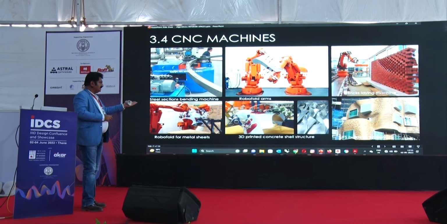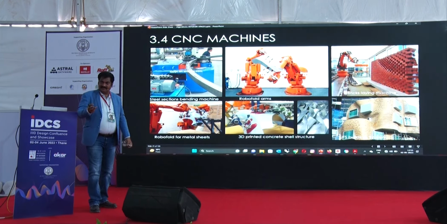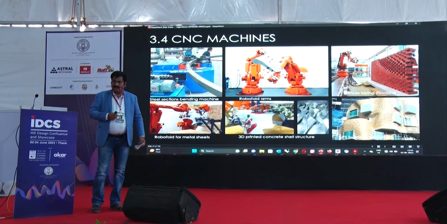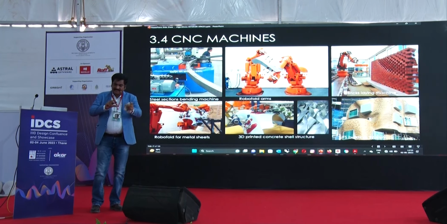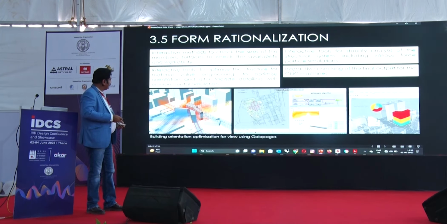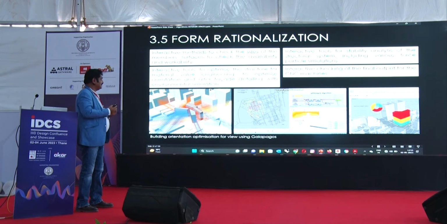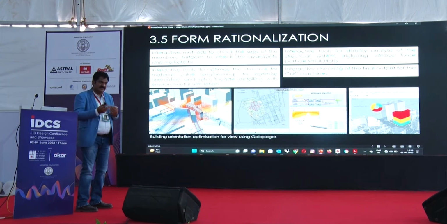Then of course there are different ways. When you visit that building in Sydney, a very interesting building by Frank Gehry, just by changing the angle of the brick, we have achieved that design. Then it's called form rationalization. So this is more towards architecture.